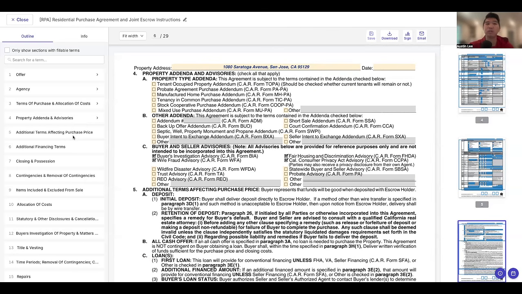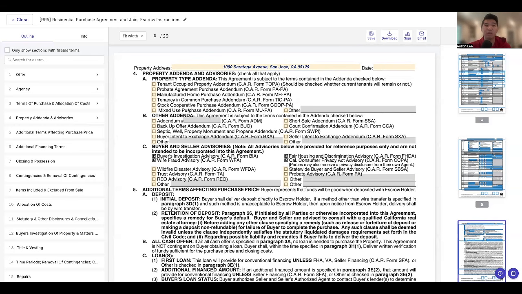Okay, so this next thing is going to be a property addenda and advisory. And this is going to be some forms that you may need to fill out if you're not going to do the basic, hey, you're going to move into this property. So like, again, a tenant occupied property addendum, if the seller is going to still remain in the property past 30 days after close of escrow, this is something that you need to fill out.